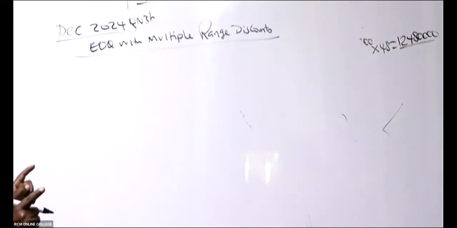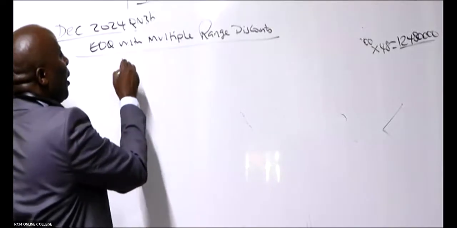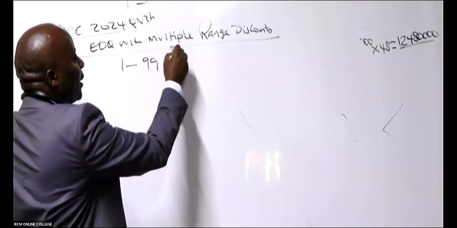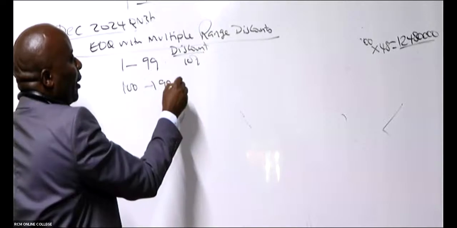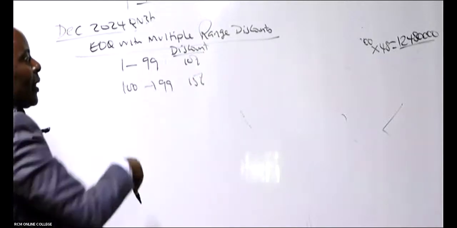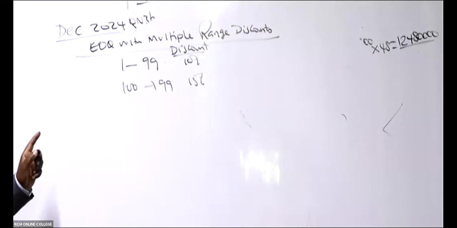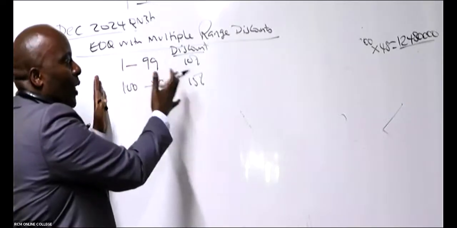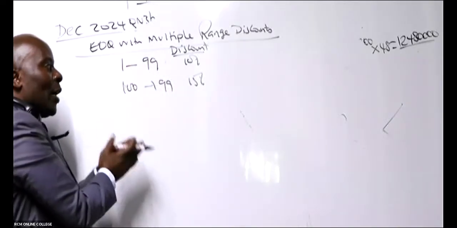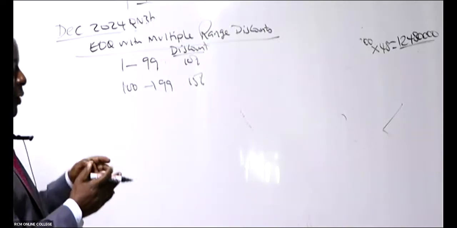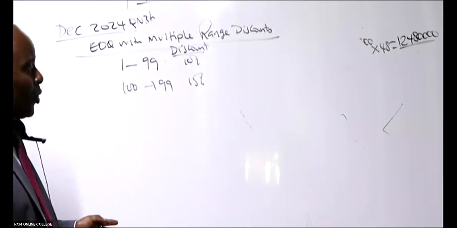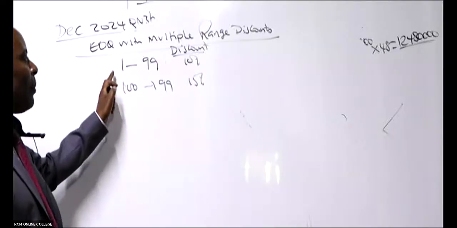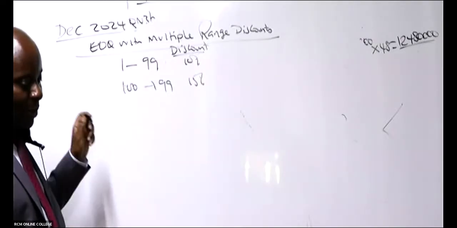Now, we'll go to a question. You'll get a question where you are told that if you procure 1 to 99 units, you get a discount of, say, 10%. If you do 100 to 199, you get a discount of 15%. And these classes are many. So in that case, you are dealing with a question of EOQ with multiple range discounts. I know in the previous class, I did a question where if you procure 15 units, you get 10%, and if you procure 20 units or 200 units, you get this percentage. That is right, but it's not coming in the form of a range.